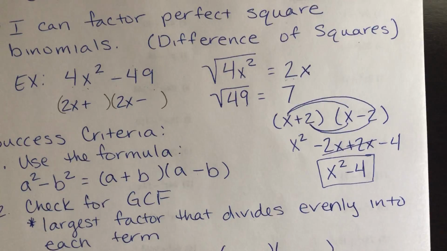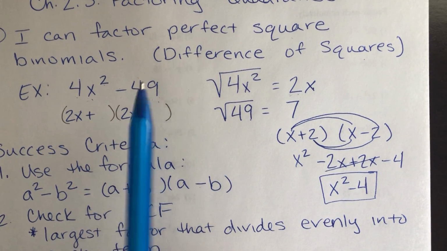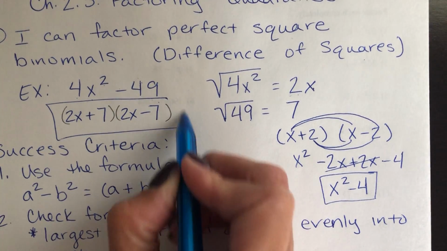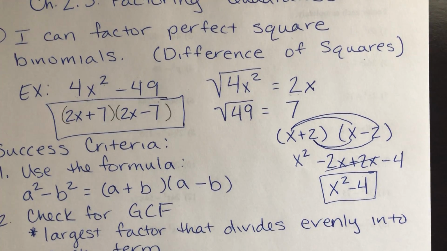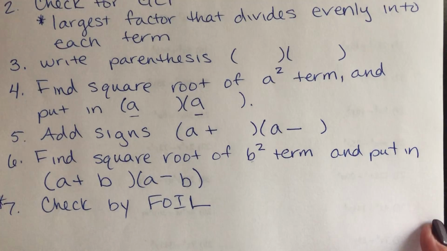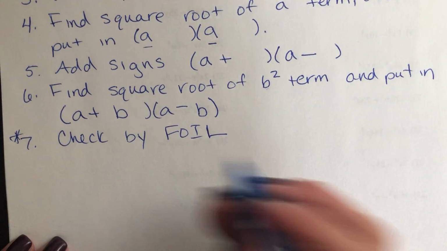All right, so let's finish it up here. I take the square root of 49, which is 7, and I stick it in. So there's my final answer there. All right, let's try some more of these problems.